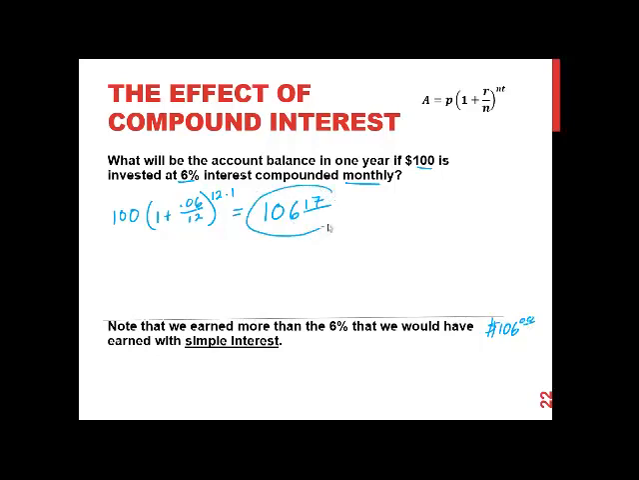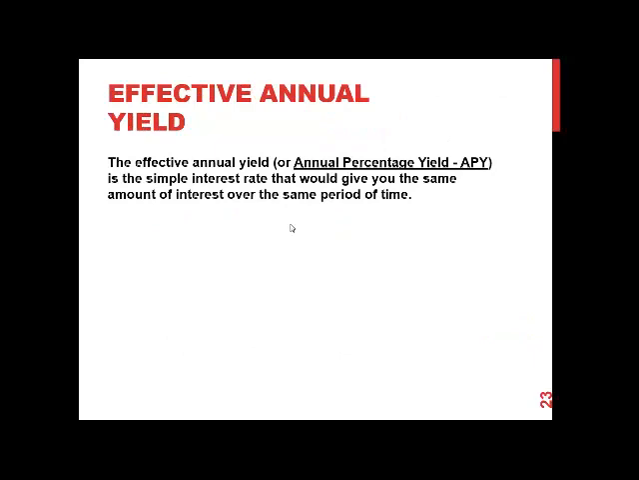And effectively, if we had had a simple interest loan, it would have had to be at 6.17% interest in order to get the same amount. What we want to be able to do in order to compare apples to apples, oranges to oranges, when we're looking at simple interest or compounded monthly, compounded daily, or whatever, in order to get an accurate comparison of all these, we're going to look at the effective annual yield, or you'll see it written as the annual percentage yield, or APY. That is the simple interest rate that would give you the same amount of interest over the same period of time. So if you were not compounding, if it was just simple interest, what would the interest rate have to be?